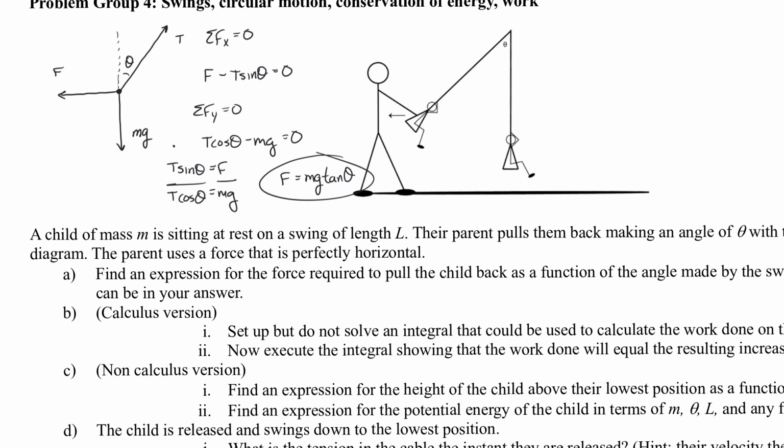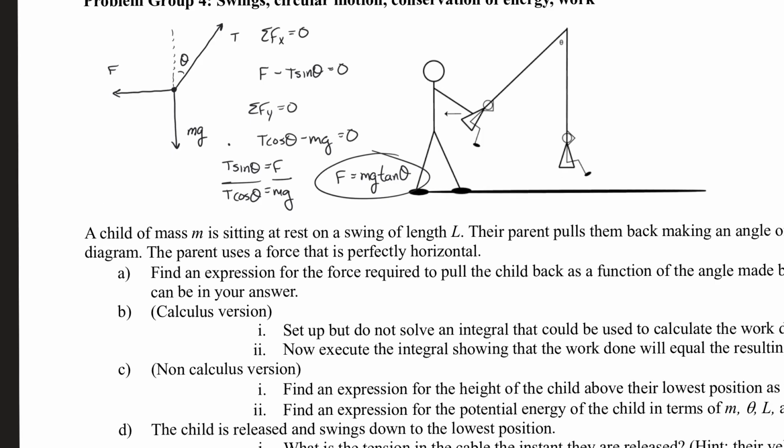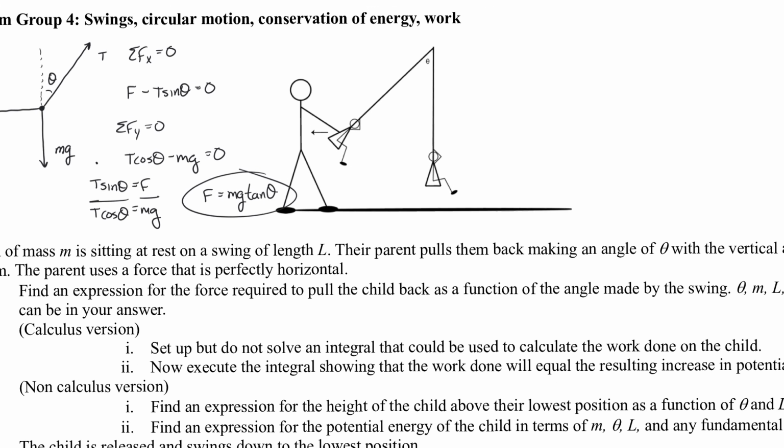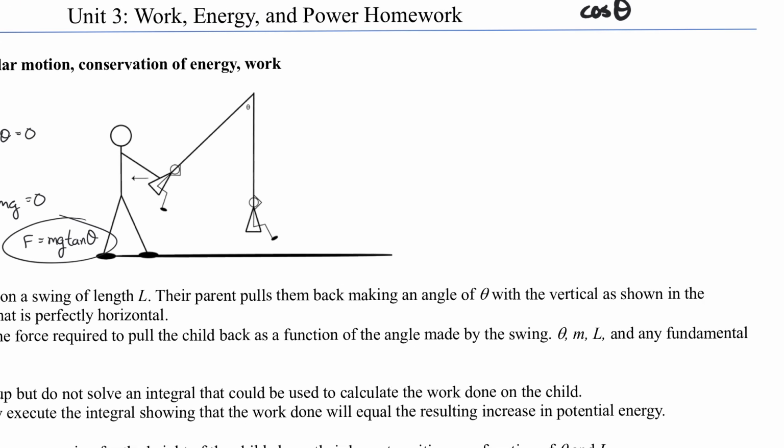So the non-calculus version, not so complicated. We can do these out of order if you'd like to see the easy way first. So how about we do that? Question number 3, part C, part 1: find an expression for the height of the child above their lowest position as a function of theta and L.